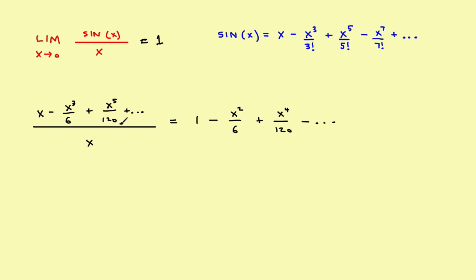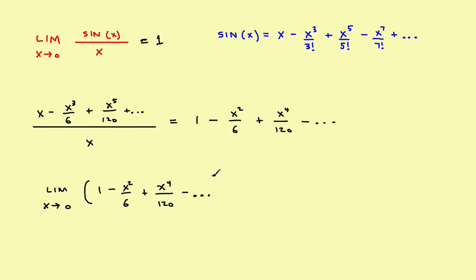So this power series right here represents the sine of x divided by x. Now all you want is the limit of that. So take the limit as x approaches 0 of this power series. So you've got 1 minus x squared divided by 6 plus x to the 4th divided by 120 minus, and it goes on forever.